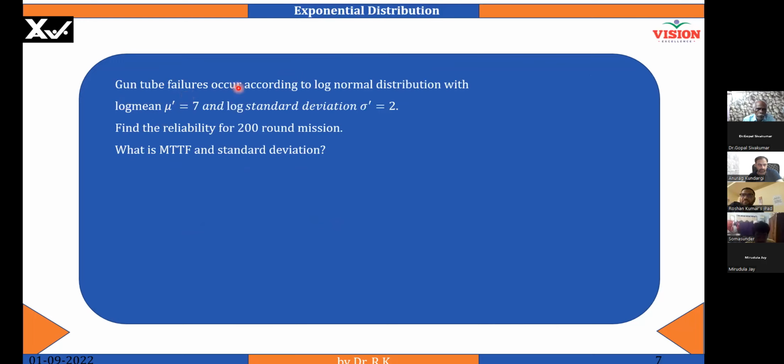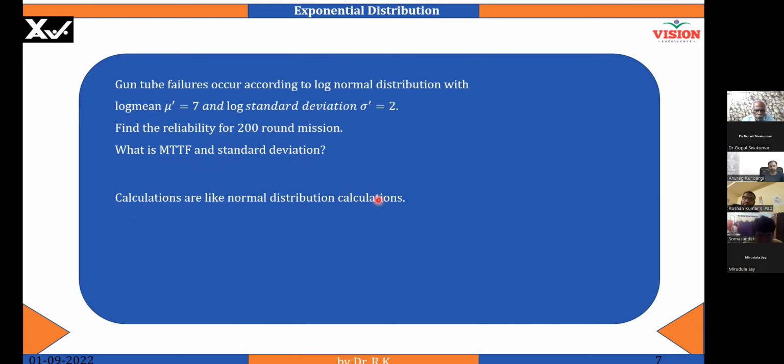Gun tube failures occur according to a log normal distribution with the log mean mu prime and log standard deviation sigma prime. Please note, I have used log standard deviation, log mean. Tell me why I'm using log. The values are going to be very high, very large numbers. So take log. Simple. Instead of using 1000, what is log 1000? 3. So you will do calculations with number 3 or 1000? Number 3. So find the reliability for 200 rounds. Also, what is the mean time to failure and standard deviation?